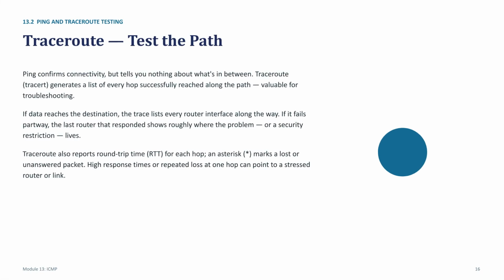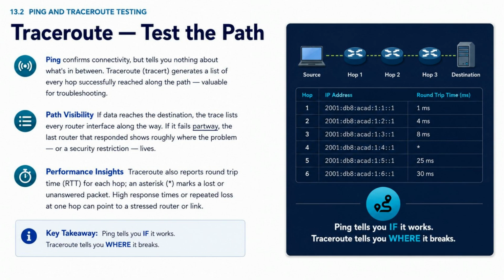Ping confirms connectivity, but says nothing about what's in between. That's traceroute's job, listing every hop successfully reached along the path. If the trace fails partway, the last responding router shows roughly where the problem, or a security restriction, lives. Traceroute also reports round-trip time per hop, with an asterisk marking a lost packet. Repeated loss or high times at one hop can point to a stressed router or link. The on-screen line sums it up. Ping tells you if it works, traceroute tells you where it breaks.